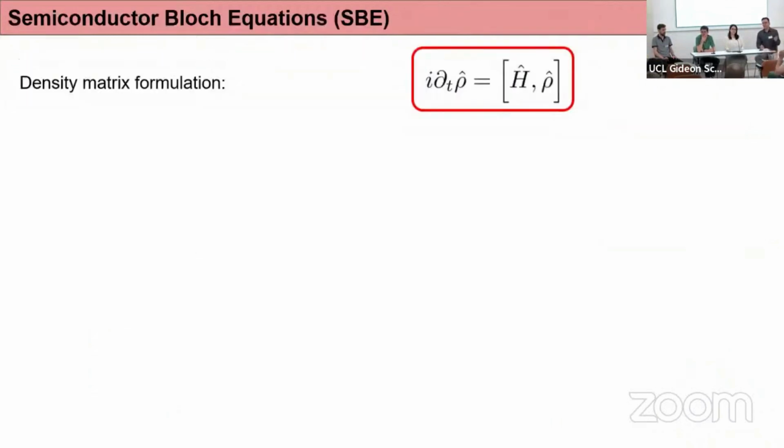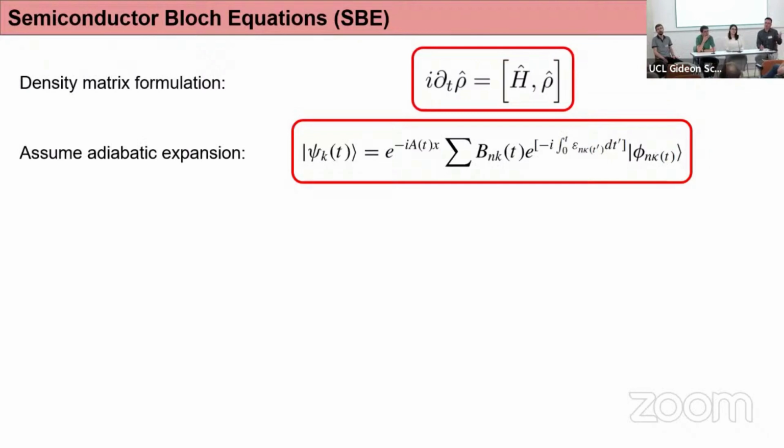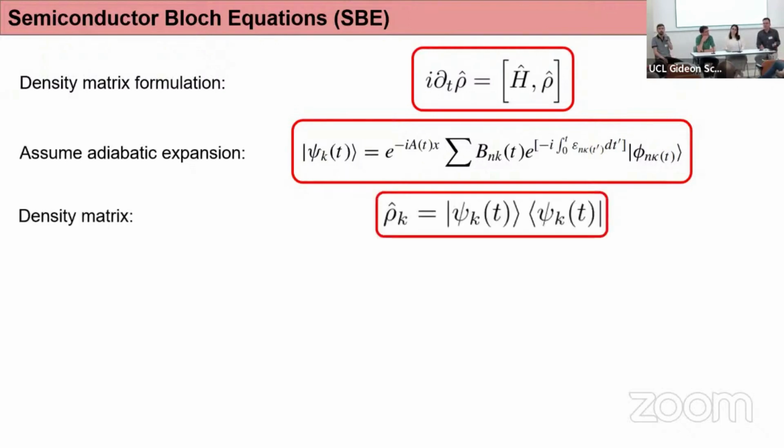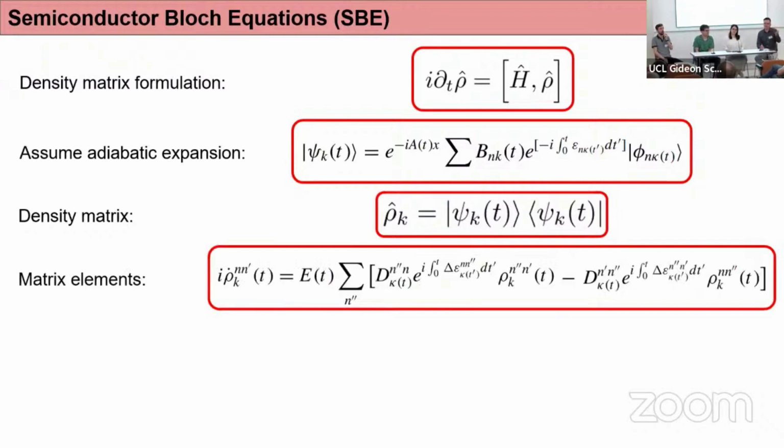And then we have the semiconductor Bloch equations. They are based on a density matrix formulation of the Schrödinger equation. For instance, the most typical way to introduce the semiconductor Bloch equations is with an adiabatic expansion of the wave function. With this, you build your density matrix, and then you input that into the Liouville equation, and you get some equations of motion for these coefficients.